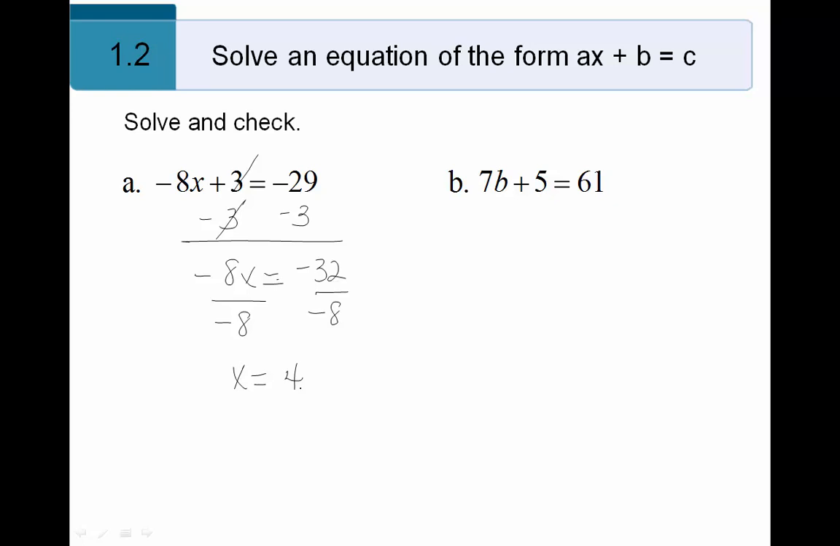Let's look at equation B. 7b plus 5 is equal to 61. Step 1, get rid of grouping symbols, combine like terms. There are no grouping symbols. The left-hand side of the equation does not contain any like terms.